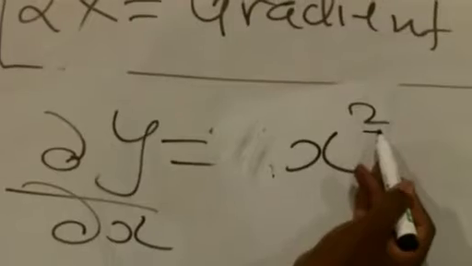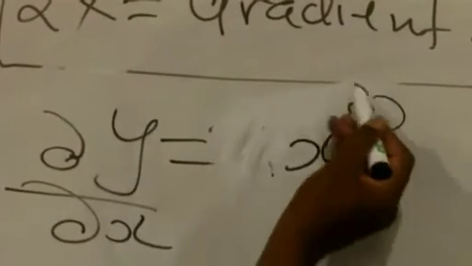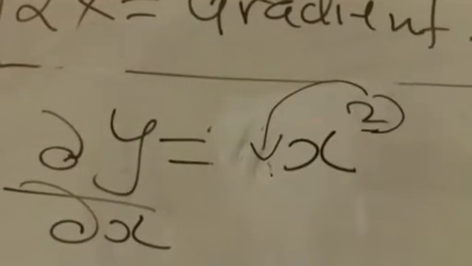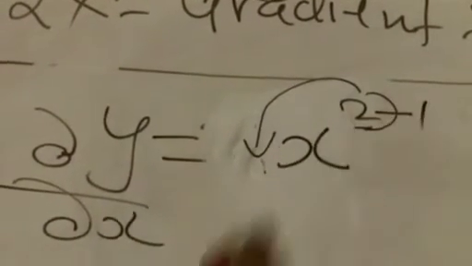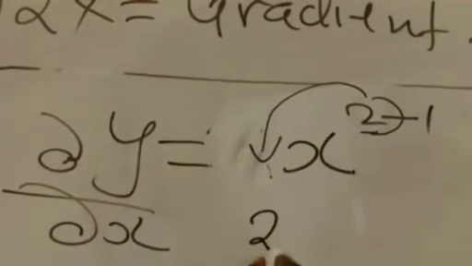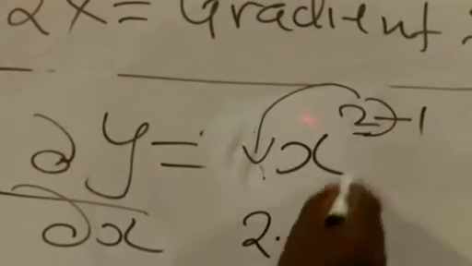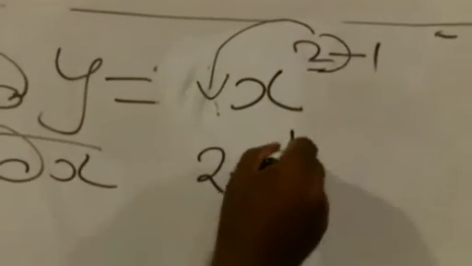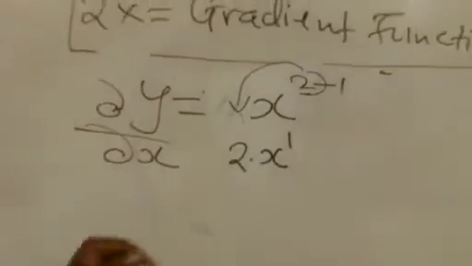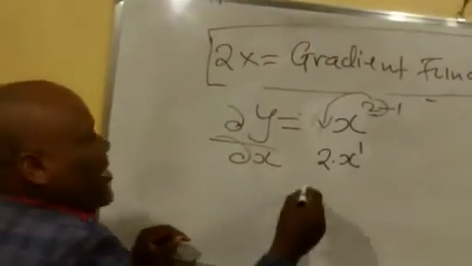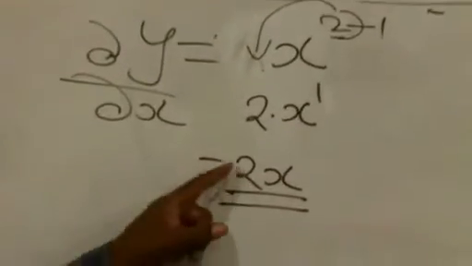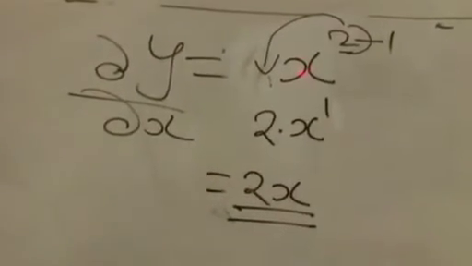So this superscript here, we bring it down here, and then we subtract 1 from it. So if you do it, you are going to get 2 times x, and because we subtracted 1 here, it will be 1 there. And in mathematics, when it's number 1, we usually don't show it. So it's going to be 2x. So the gradient function here is going to be 2x.